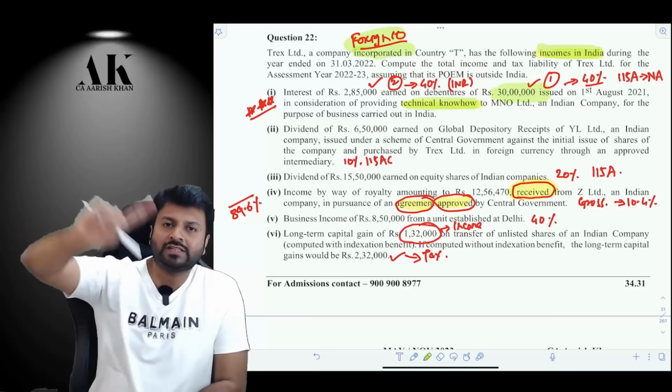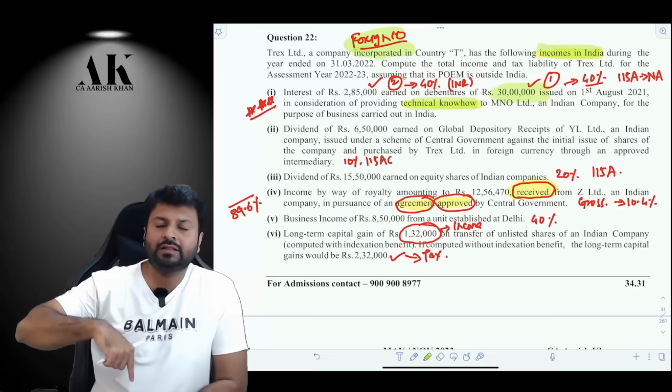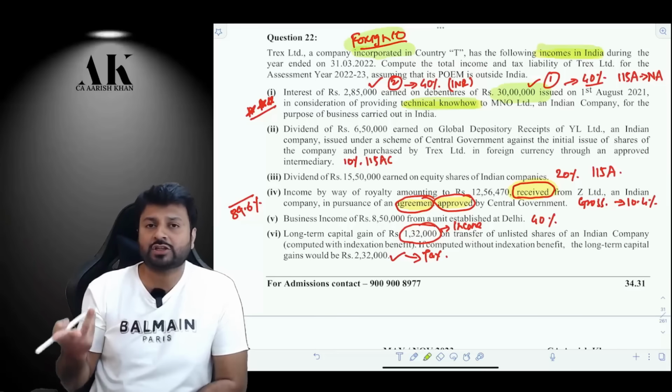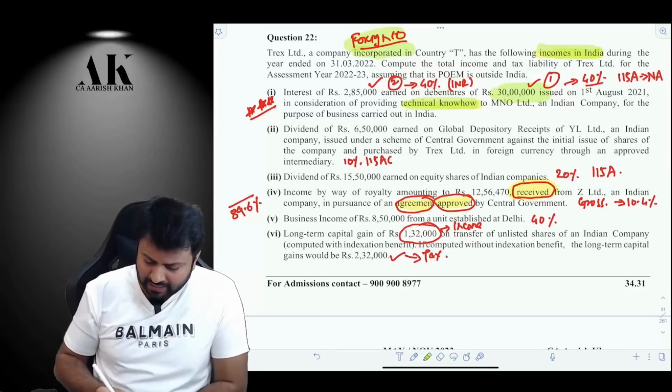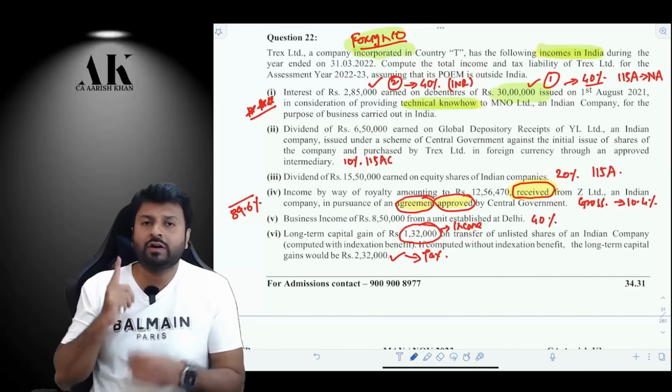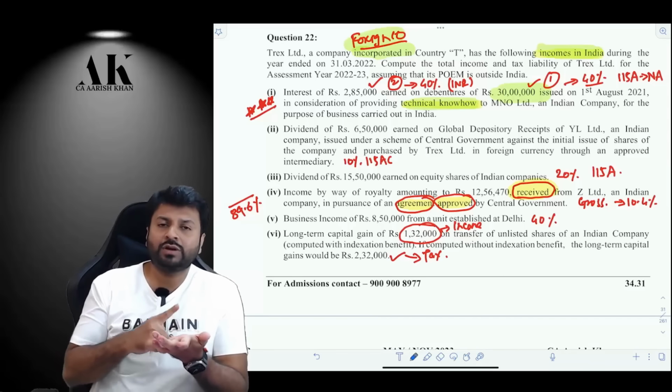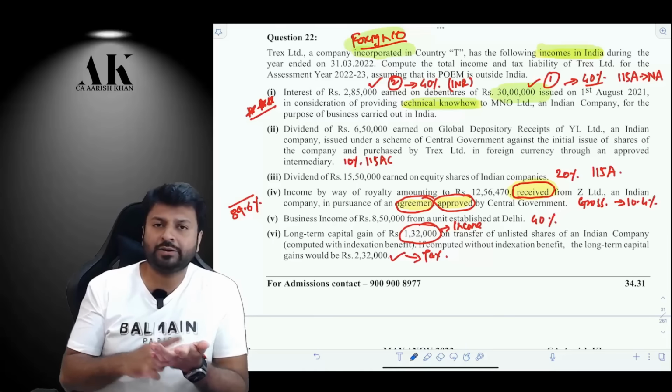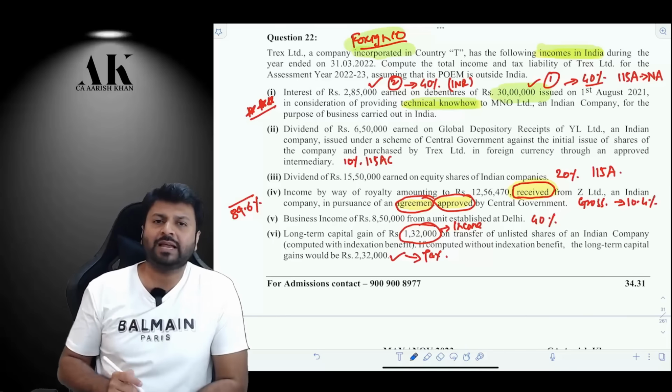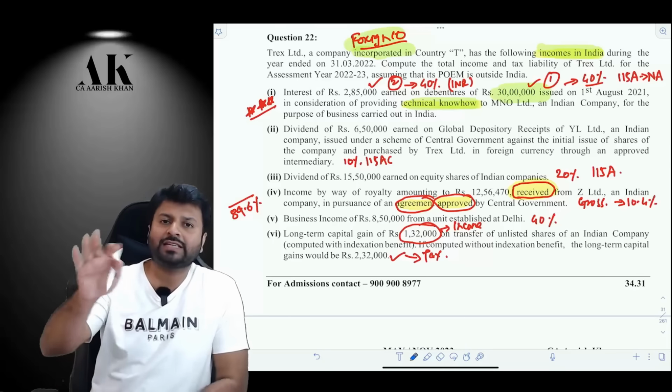So that debenture which is given to the foreign company, under which section will it be taxed? It will not be taxed under 115A. 115A is not applicable, because for 115A to apply, the foreign company should have an agreement with the Indian company, and that agreement should be approved by the central government. Then only 115A is applicable. Therefore, this 30 lakh rupees will be taxed at the normal rate of 40%.